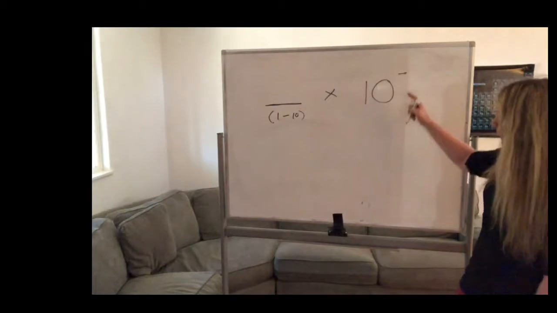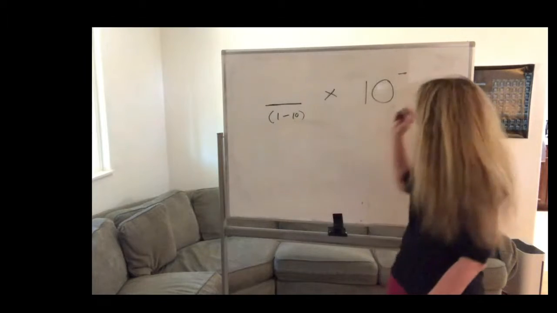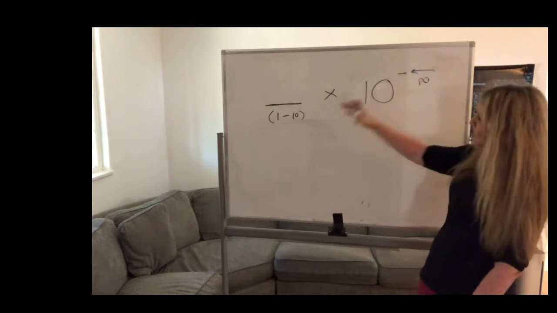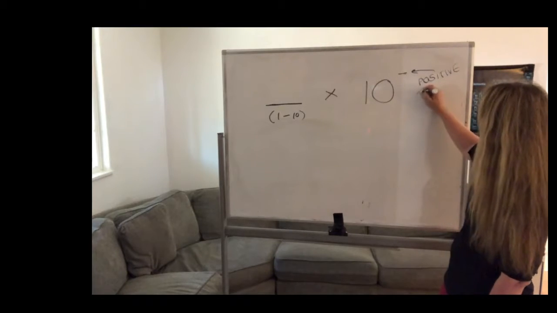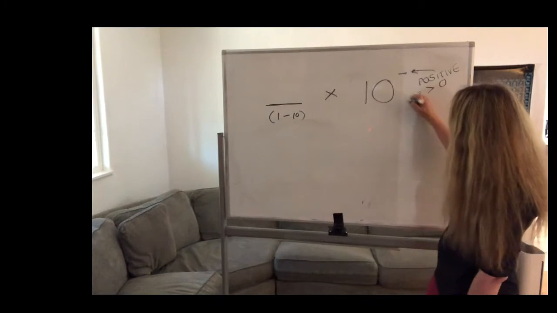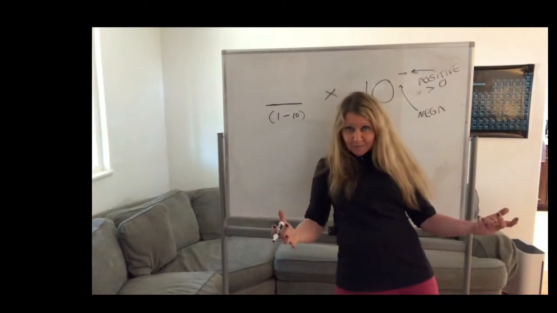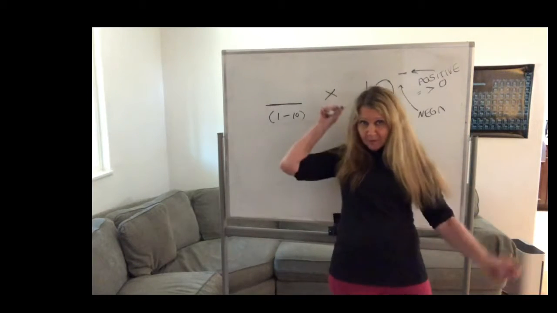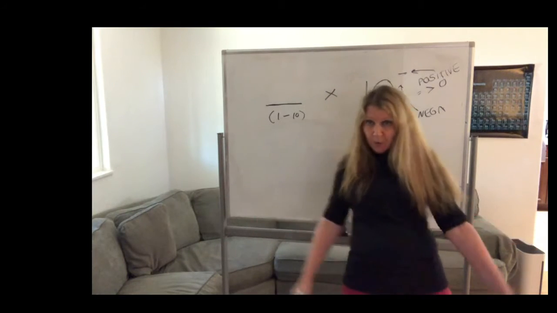The exponent, if it's positive, means the whole number is greater than 0. If the exponent is negative, the whole number is less than 0. If the exponent is positive, that means the whole number is greater than 0.